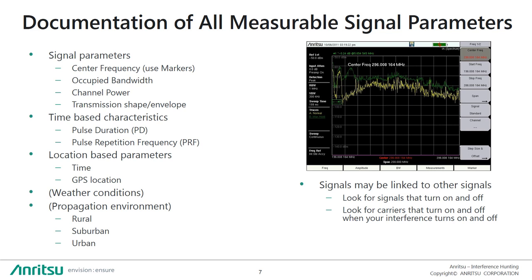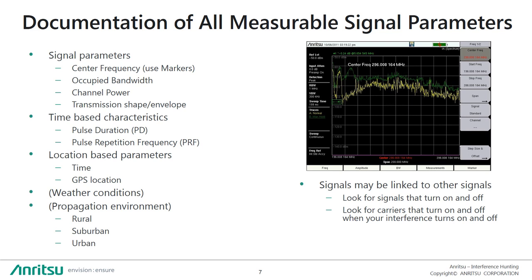It's also important to make a record of the weather conditions when the interference is occurring, or what the propagation environment is like where the interference is detected. As explained in part 1, signal propagation properties vary depending on weather as well as the environment. If, for example, your interfering signal is from an adjacent cell site and you're in a rural area, the transmitted power of that site may have to be reduced, or the tilt of its antenna may have to be adjusted to reduce its reach.